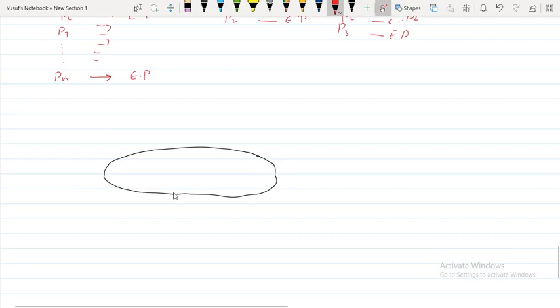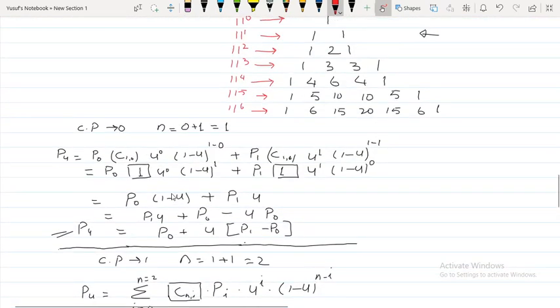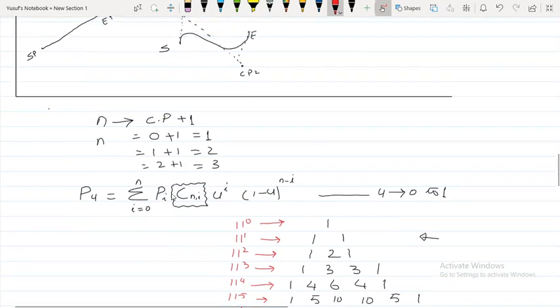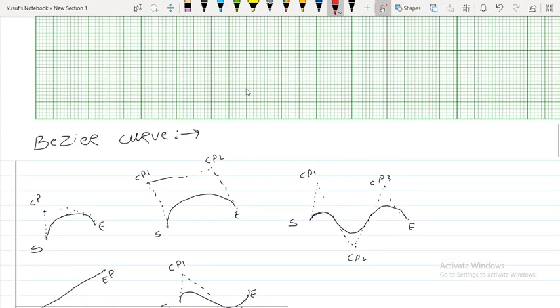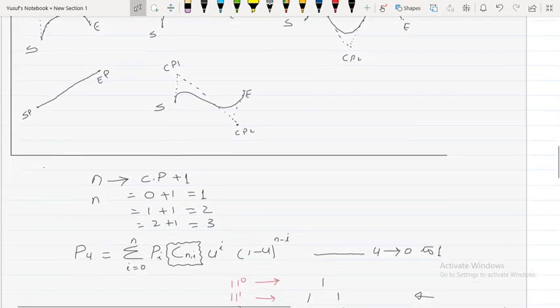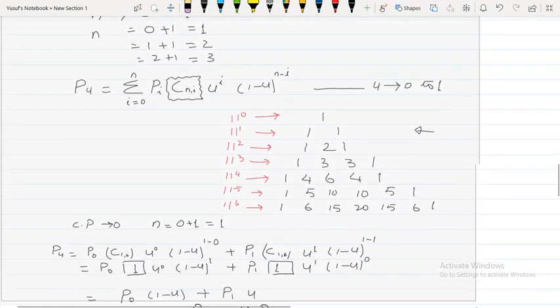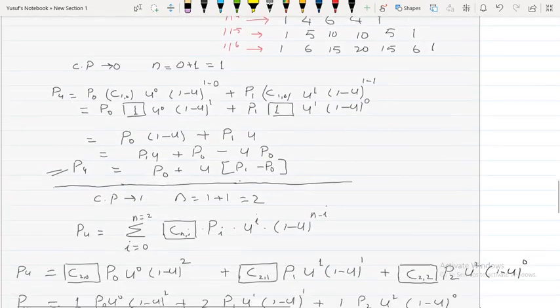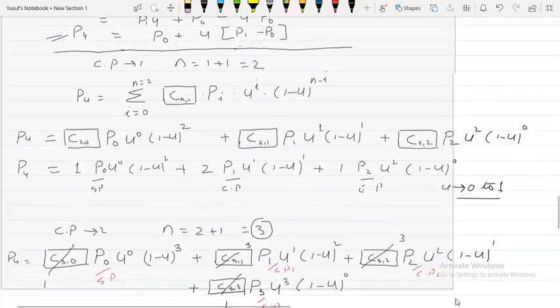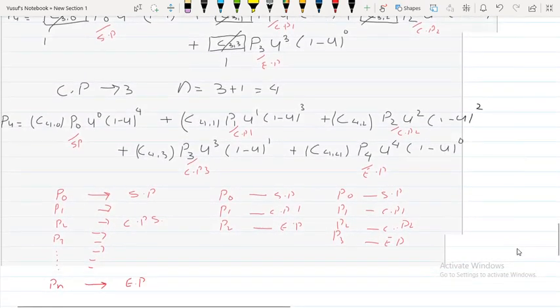Now we will solve one numerical question on the Bezier curve. So this is a simple equation, and by using this equation we can calculate the points and just have to plot the points on the graph paper.